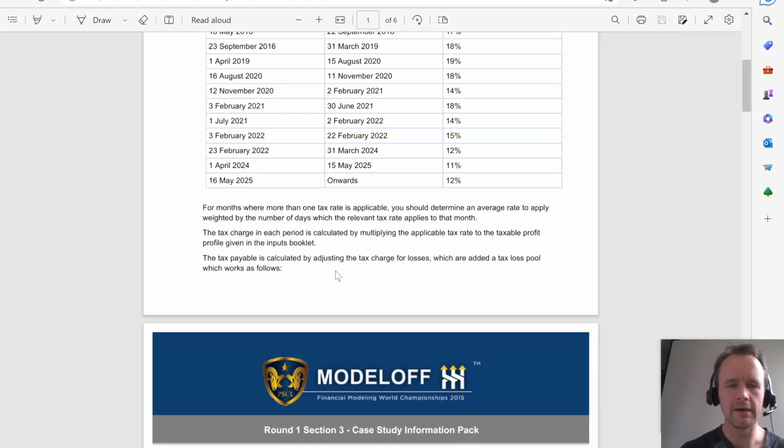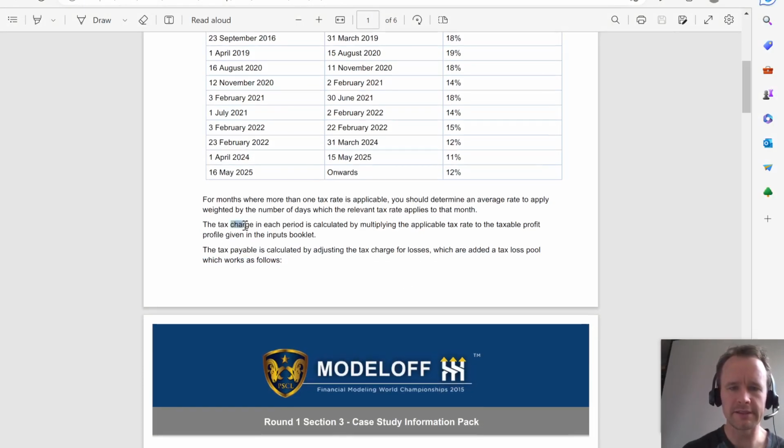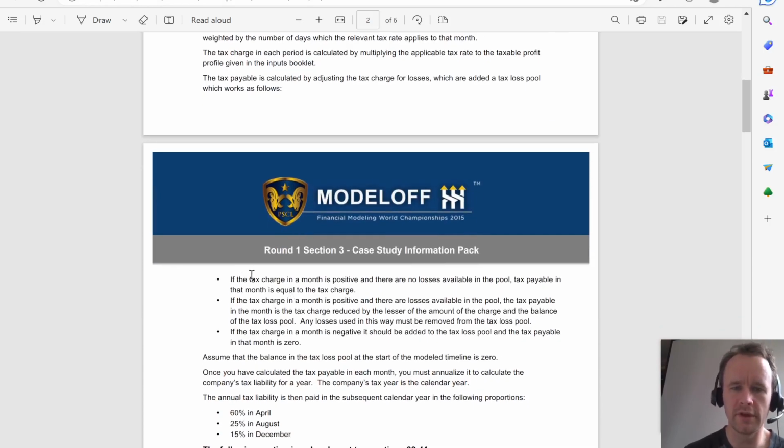Thank you. All right, so we need to be quite careful with terminology. The tax charge is your tax rate times your taxable profit. Tax payable is the tax charge adjusted for losses based on a tax loss pool. So if a tax charge in a month is positive and there are no losses available in the pool, then the tax payable is equal to the tax charge. Fine. So in other words, if you have no losses to offset it with and you owe tax, then that tax becomes payable.